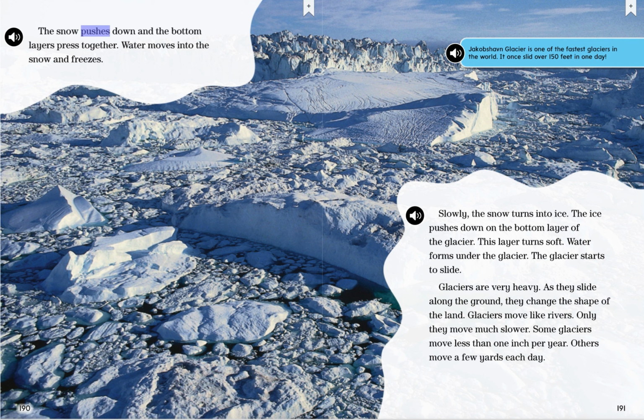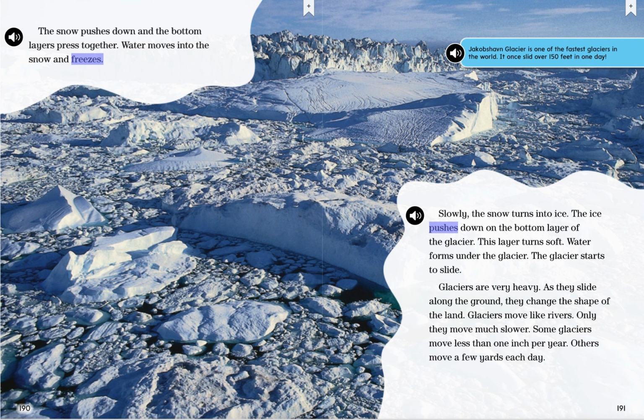The snow pushes down and the bottom layers press together. Water moves into the snow and freezes. Jakobshavn Glacier is one of the fastest glaciers in the world. It once slid over 150 feet in one day. Slowly, the snow turns into ice.